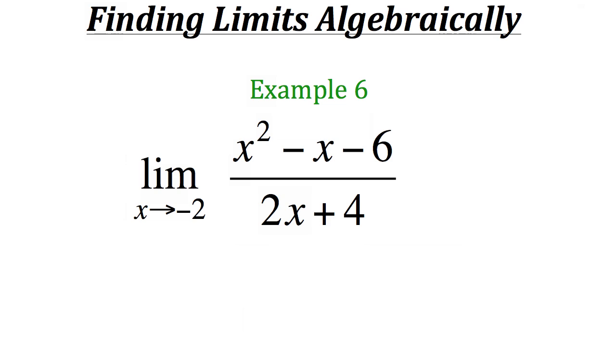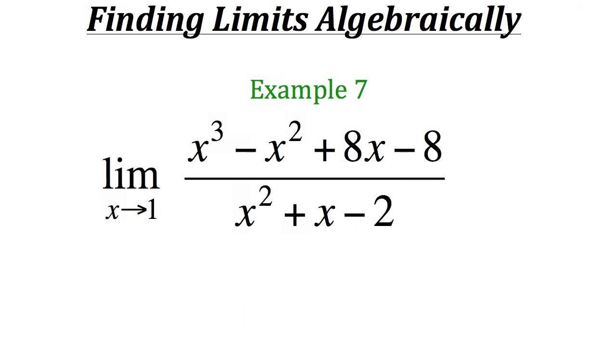Or in other words, the limit of the function as x approaches negative 2 is negative 2.5 if you reduce it into a decimal form. Now for our last example, we're going to look at one more technique for finding the limit of a rational function.